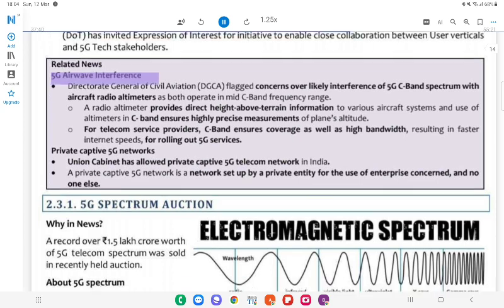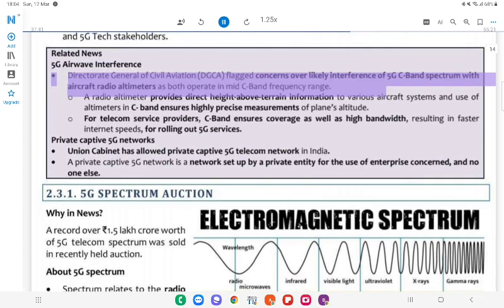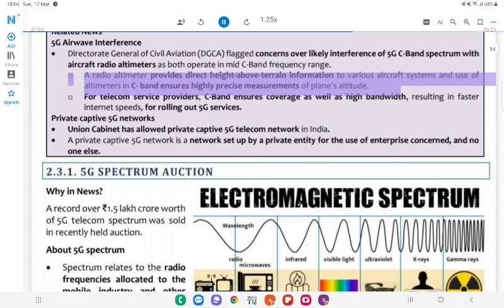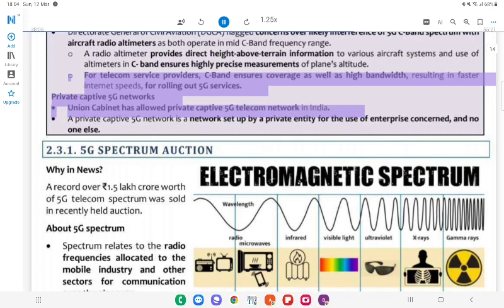Related news: 5G airwave interference. The Directorate General of Civil Aviation, DGCA, flagged concerns over likely interference of 5G C-band spectrum with aircraft radio altimeters, as both operate in the mid C-band frequency range. A radio altimeter provides direct height above terrain information to various aircraft systems, and use of altimeters in C-band shows highly precise measurements of the plane's altitude. For telecom service providers, C-band ensures coverage as well as high bandwidth, resulting in faster internet speeds for rolling out 5G services.